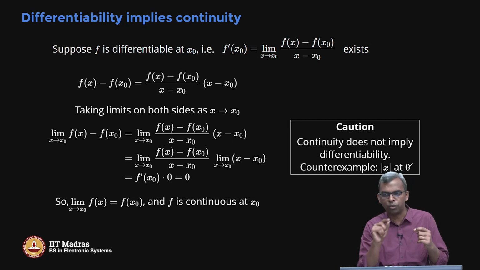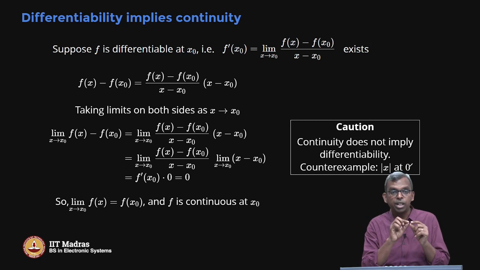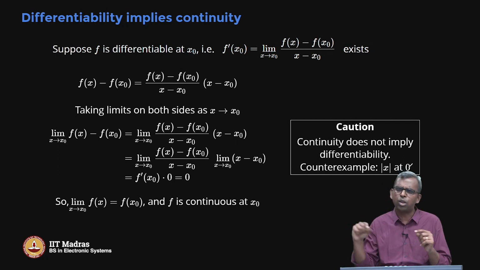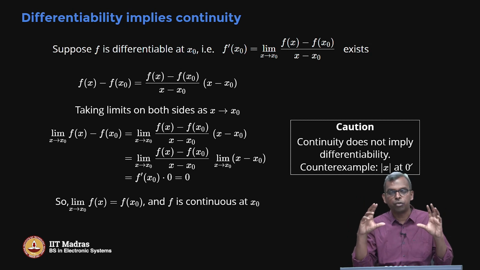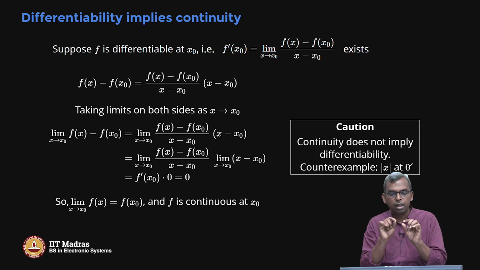Continuity is also a notion of smoothness, but continuity allows for sudden change of direction. It allows for corners. You can have many corners, but still the function will be continuous. But if, on the other hand, the function is differentiable at a point, at that point it has to be really ultra smooth. It cannot have a jump.